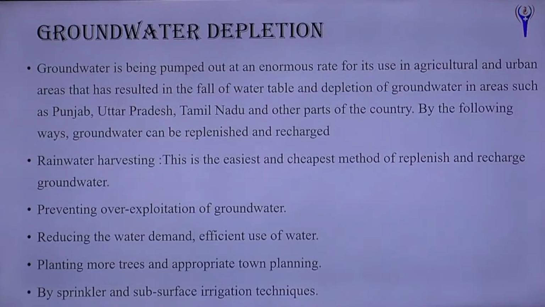Groundwater can be replenished and recharged in the following ways. Rainwater harvesting is the easiest and cheapest method to replenish and recharge groundwater. Also reducing the water demand, efficient use of water, planting more trees, appropriate town planning, and sprinkler and subsurface irrigation techniques. And the next is soil pollution.